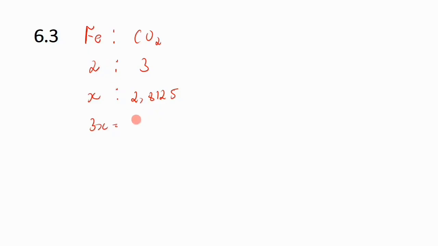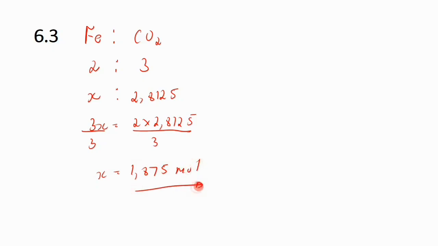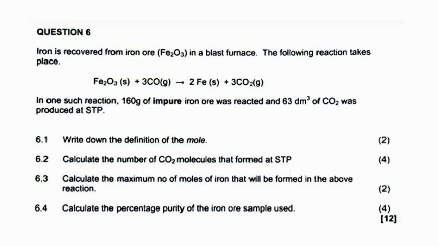And then 2 multiplied by 2.8125. Then to calculate X, we'll have to divide both sides by 3, and then X is equal to 1.875 mole. So just like that, we have calculated the number of moles of iron. So consequently, you can do that with any other compound that is in here.